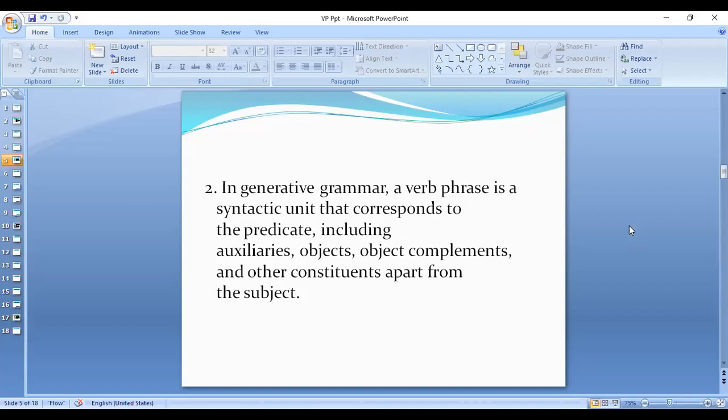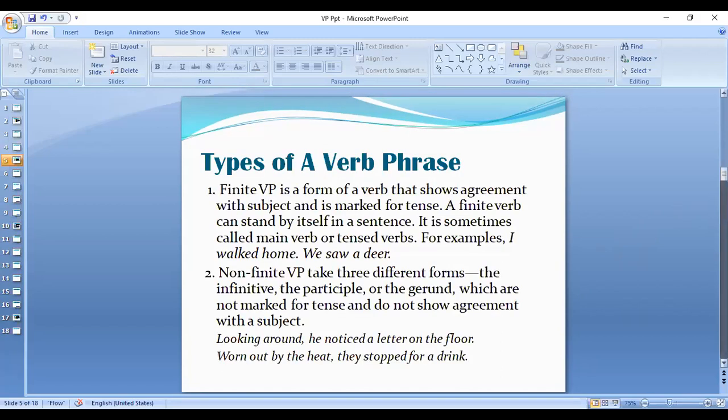So we can say that from the functional point of view, predicate is, in an overall sense, the verb phrase. In this topic, I discuss types of verb phrase. Mainly there are two types of verb phrases: finite verb phrase and non-finite verb phrase. A finite verb phrase is a form of verb that shows agreement with the subject and is marked for tense.